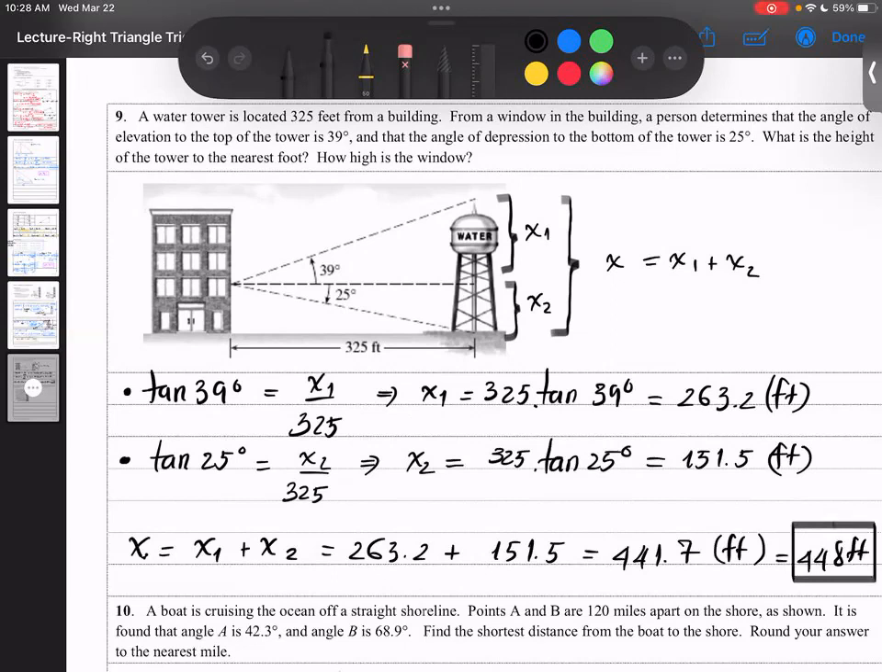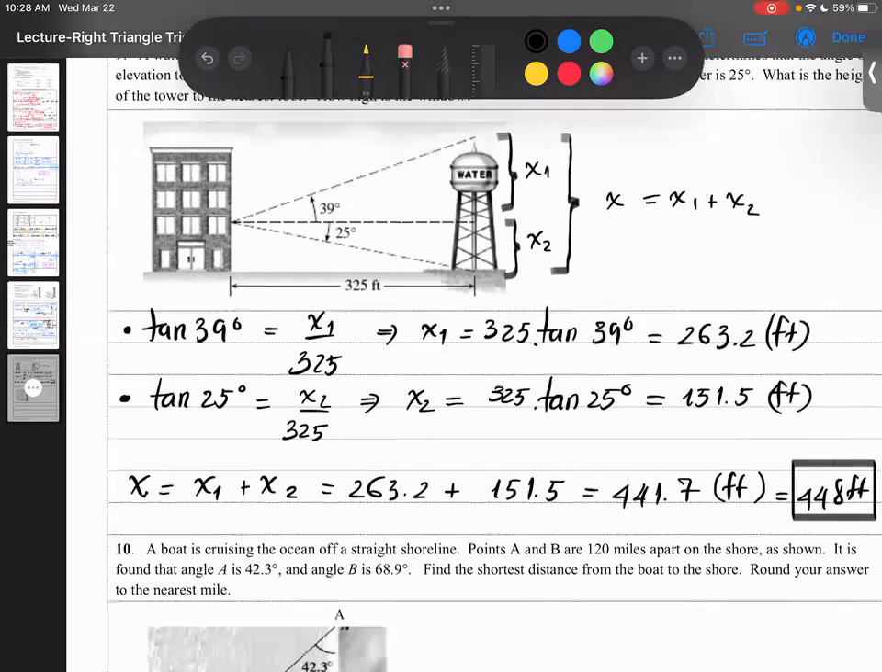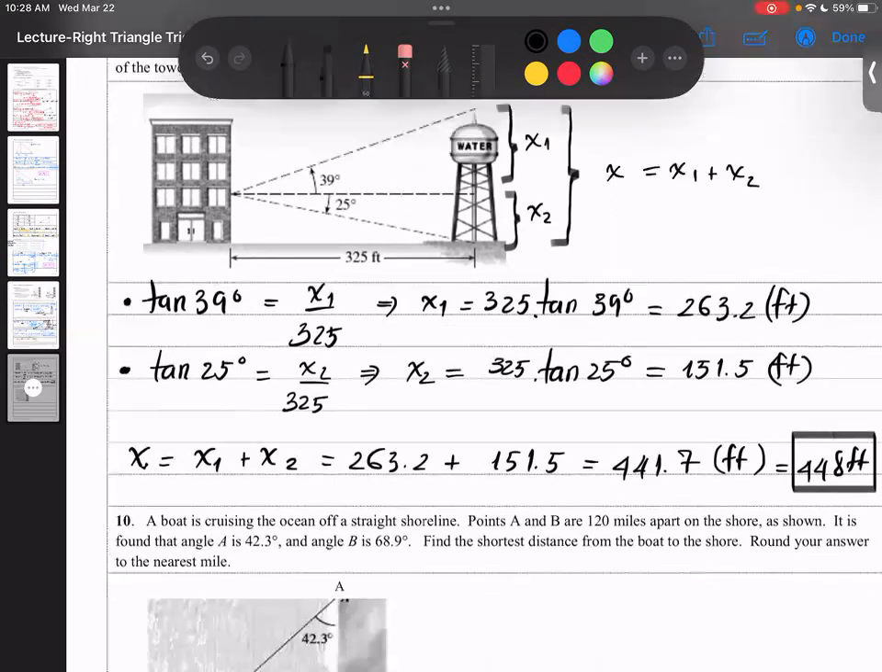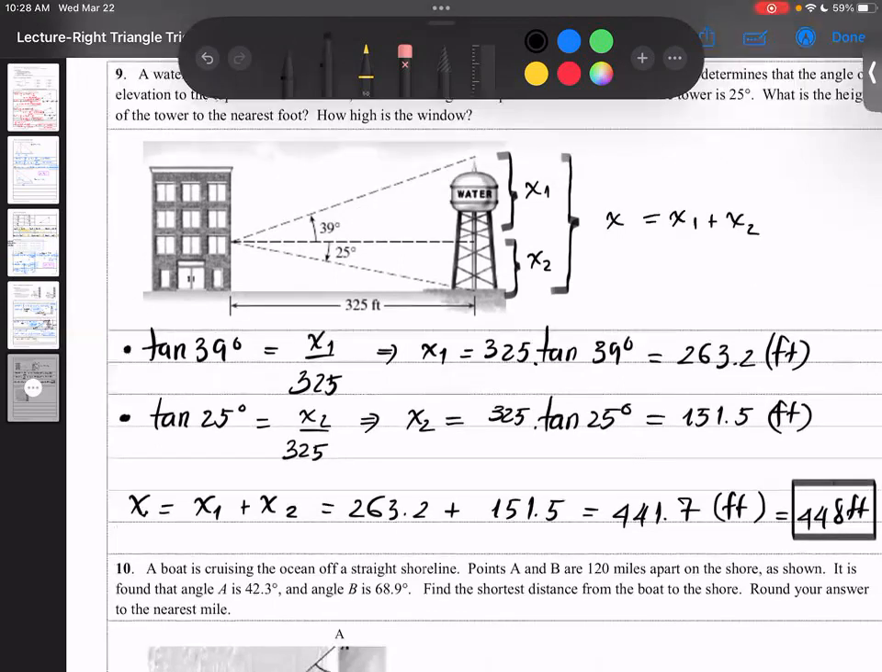Oh, I'm sorry. And can you find x2? Yeah, x2. How high is the window? One more question, I forgot about that one. How high is the window? So that's x2, right? So that's x2.